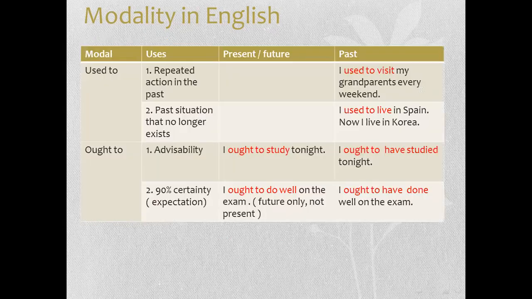And here are the meanings of used to and ought to. Used to has two meanings: repeated action in the past, and a past situation that no longer exists. And here you can see that there is no future or past form. And ought to has advisability, 90% certainty, and expectation. And here you can see the present and past forms with ought to.